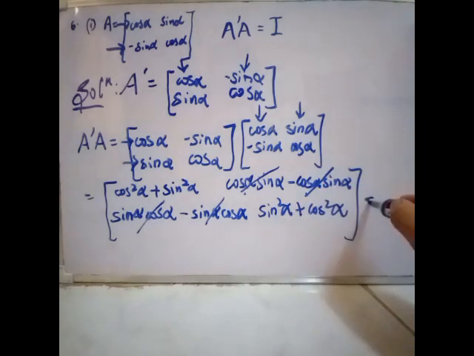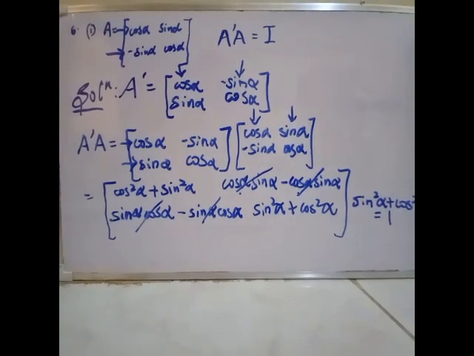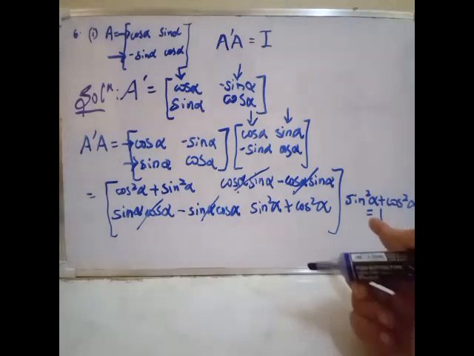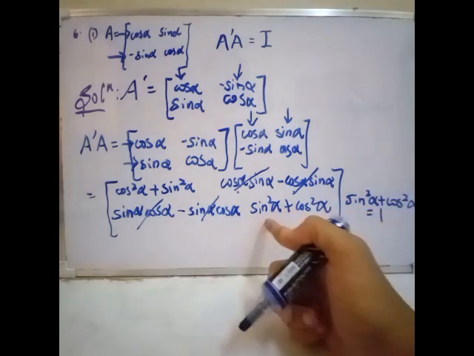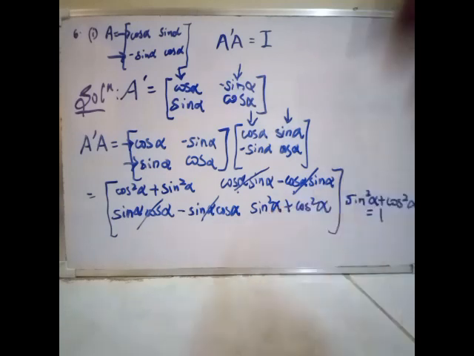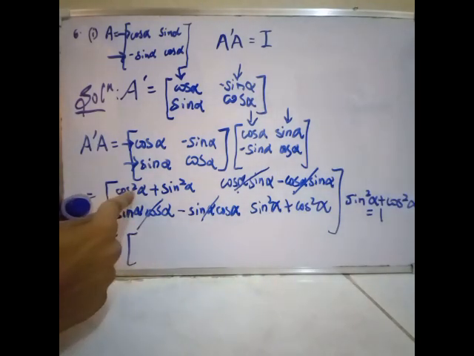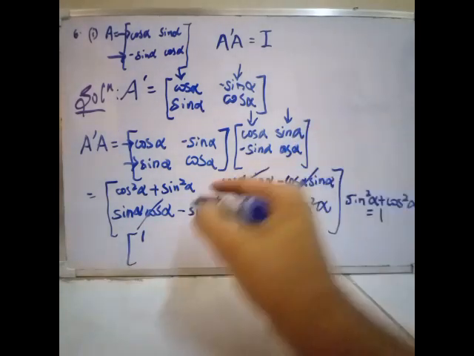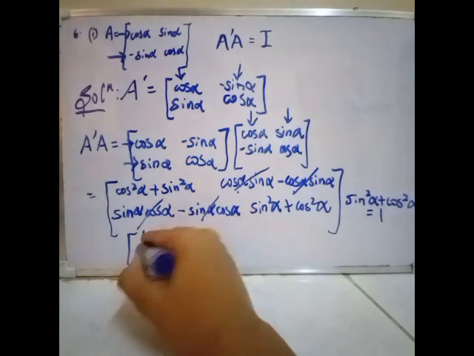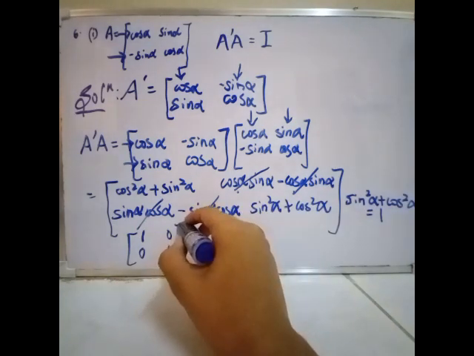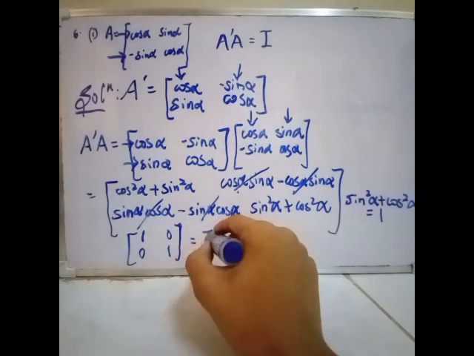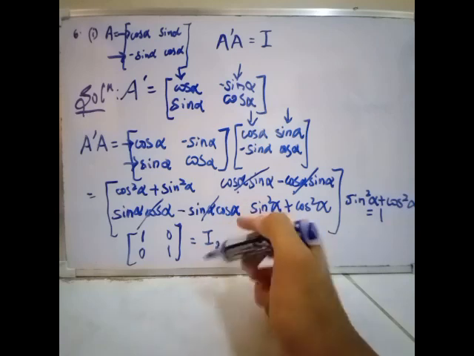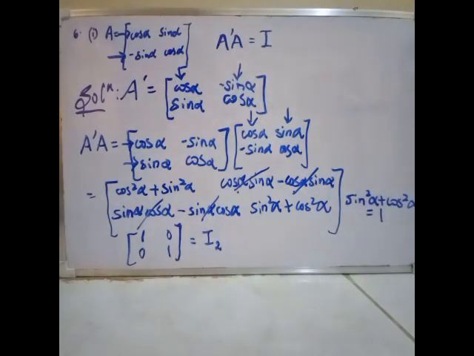Then we have to use another property here, sine squared alpha plus cos squared alpha is equal to 1. This is an identity which we have to use always, right? So this is a common identity. So we can use it here, sine squared plus cos squared. So the first one would be cos squared plus sine squared, 1. This is 0. This is also 0, and this is also the same identity, 1. And this is an identity matrix of the order 2, right? So we have just proved A dash A is equal to I here.